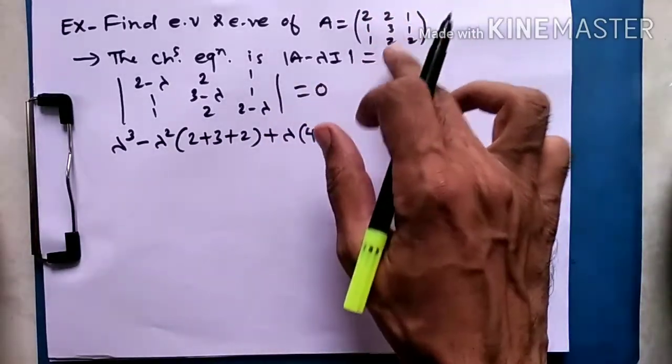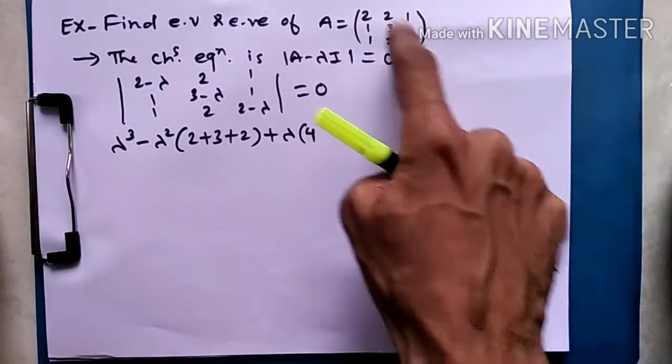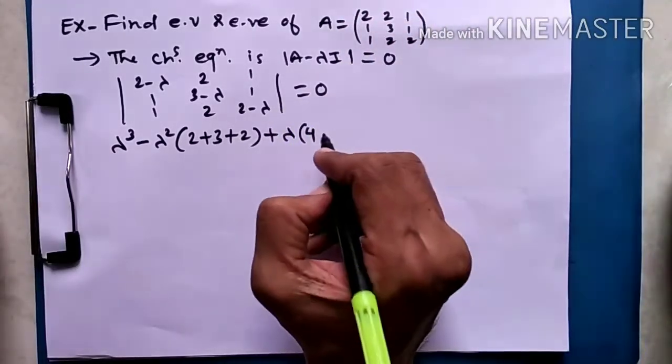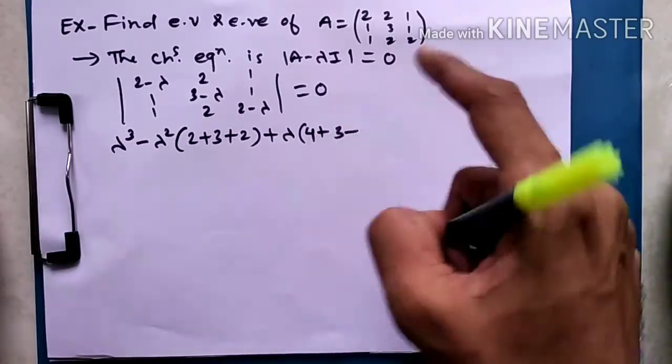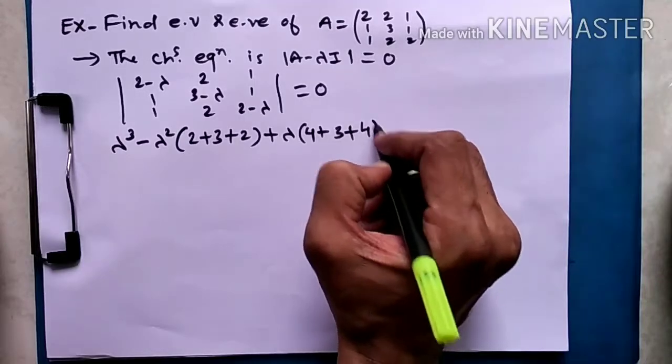Then second row, second column. So remaining elements are 2, 1, 1, 2. So its determinant is 4 minus 1, that is 3. Then hiding third row, third column. So it is 6 minus 2, that is again 4.